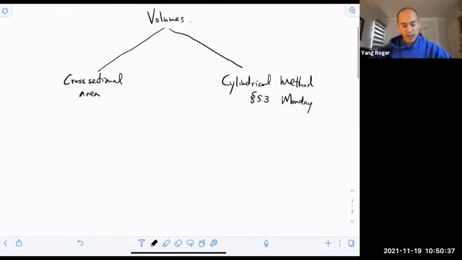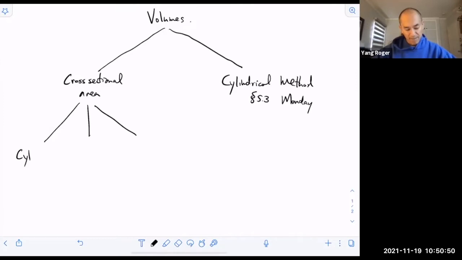Okay. I would say the cross-sectional area ones, those break down into three different types. The first type is called cylinders. The second type is called discs. And the third type is called washers.